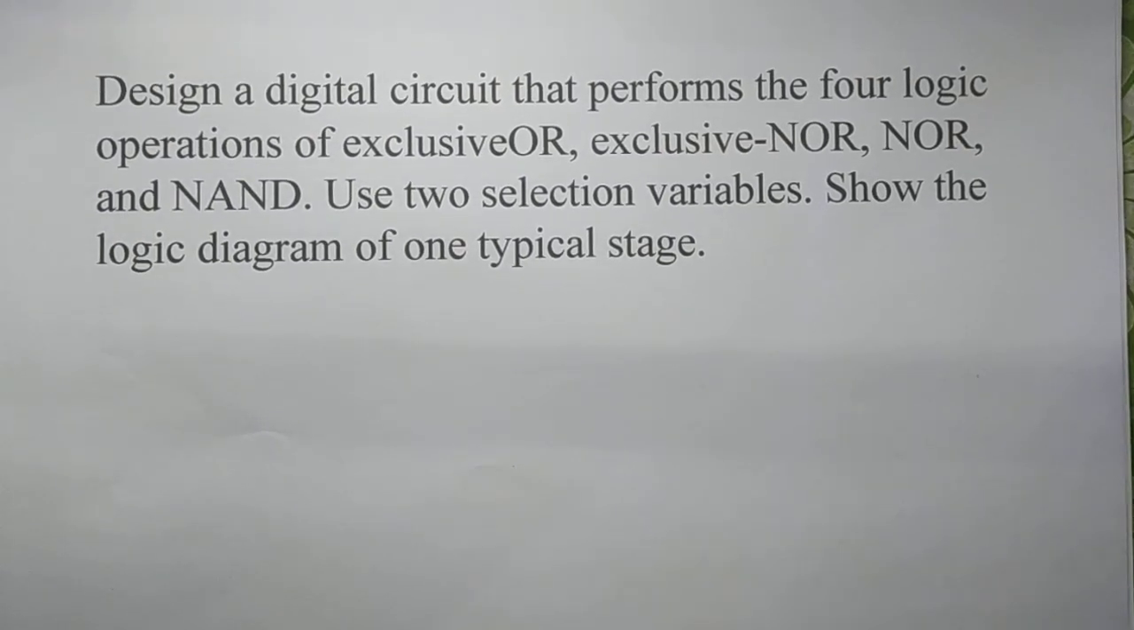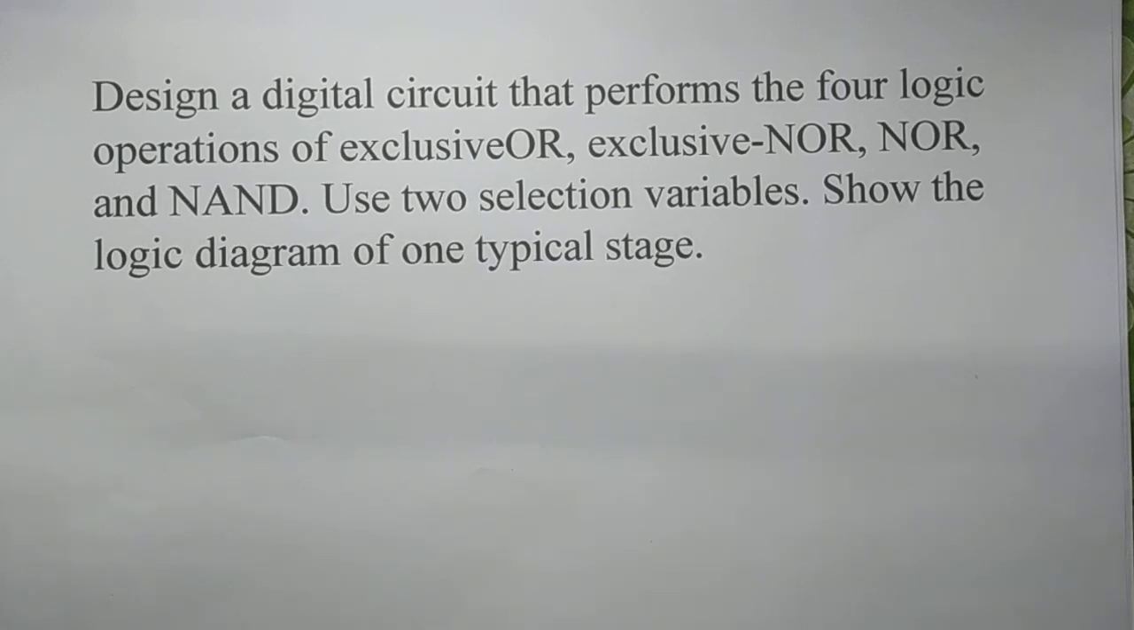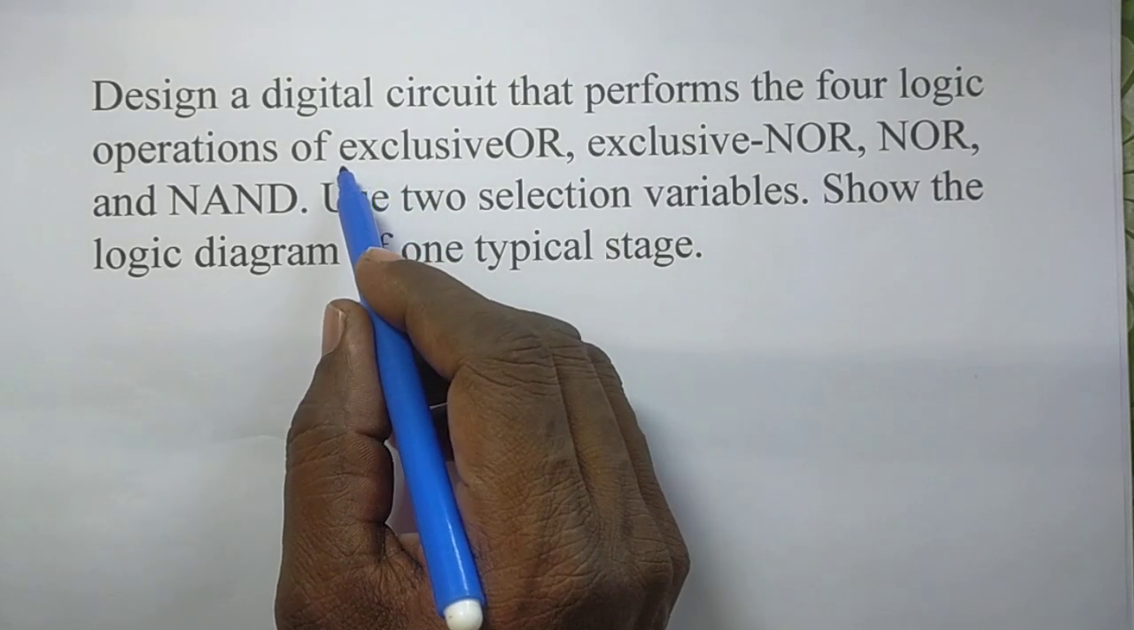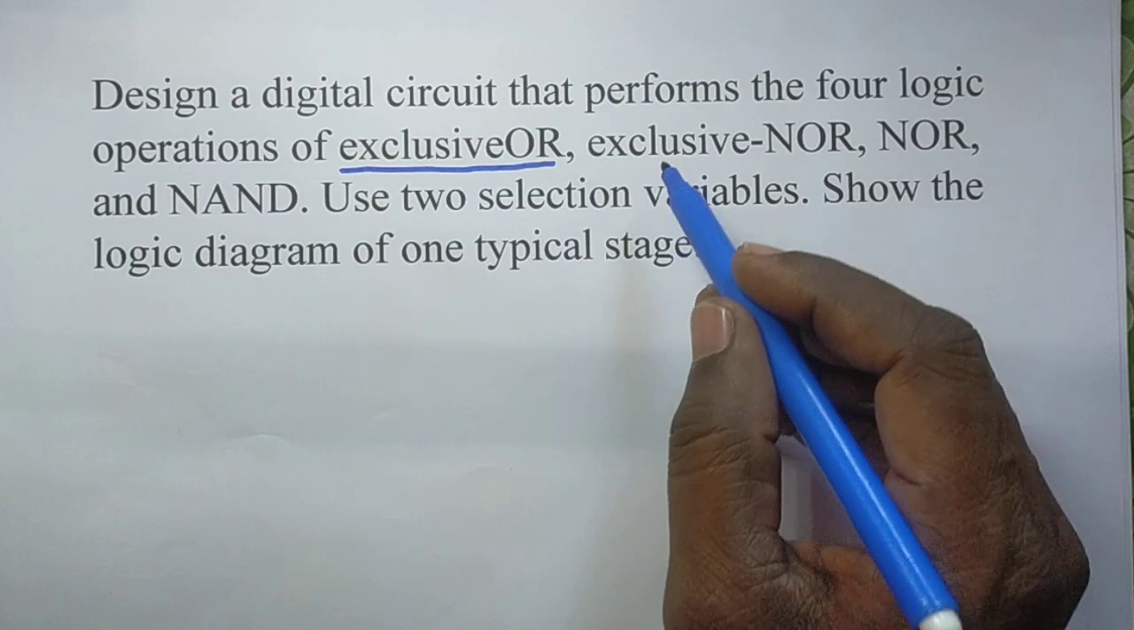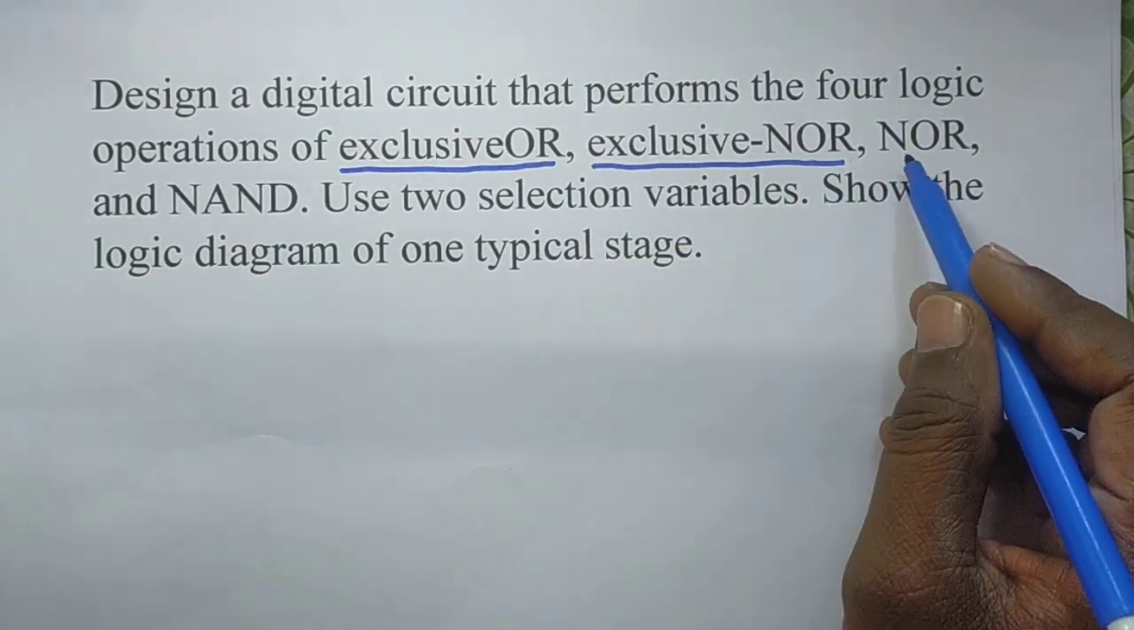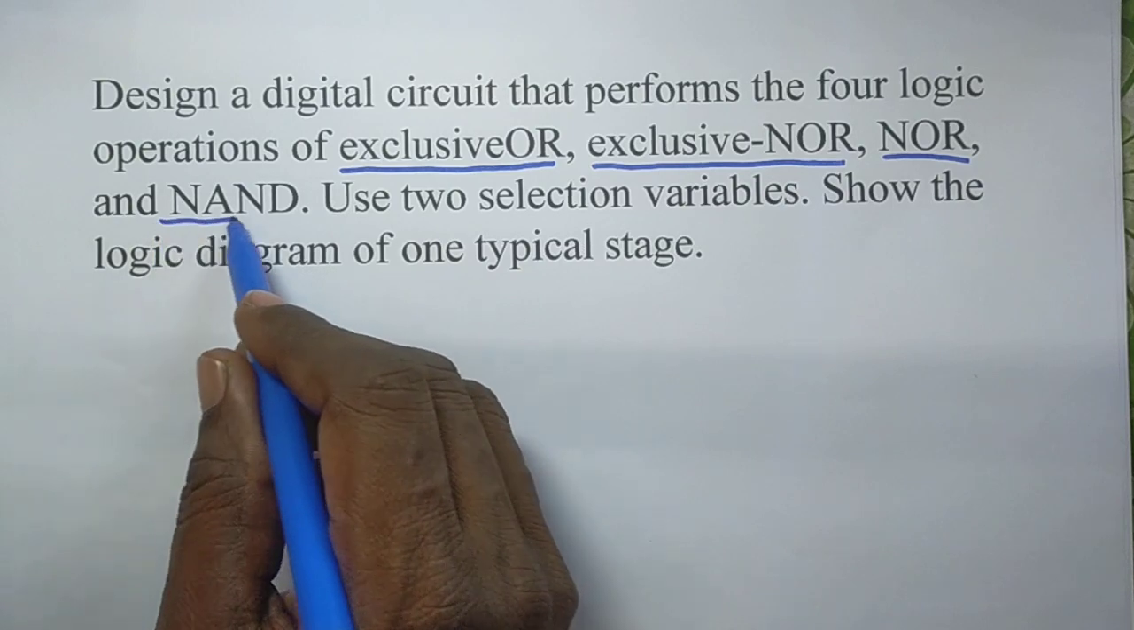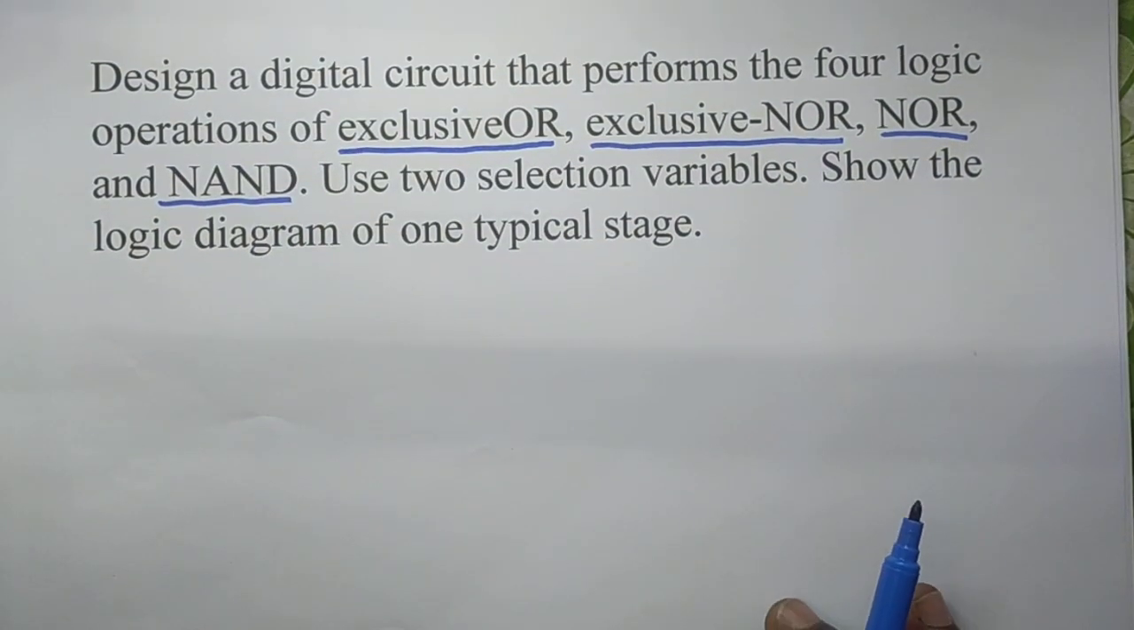I have also solved this kind of problem in a previous example. Again I will solve this very simple problem for you. Since we consider four logic gates, what are the logic gates? Exclusive OR gate, exclusive NOR gate, simple NOR gate and NAND gate. Four logic gates will be considered in a single, typical stage.